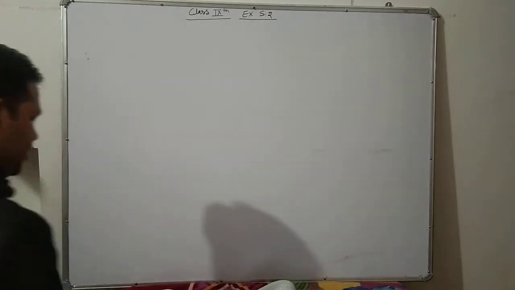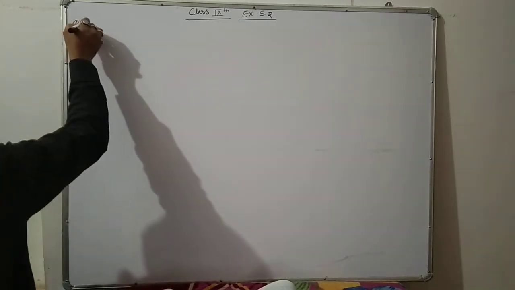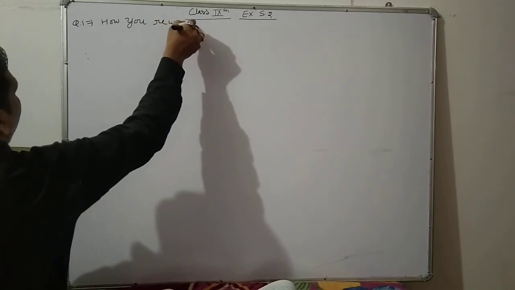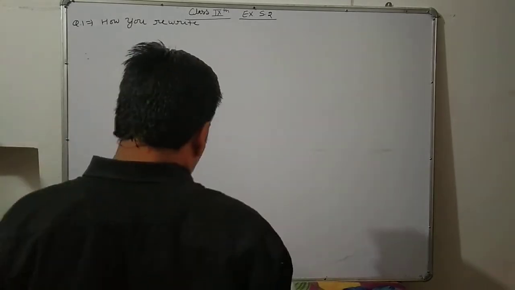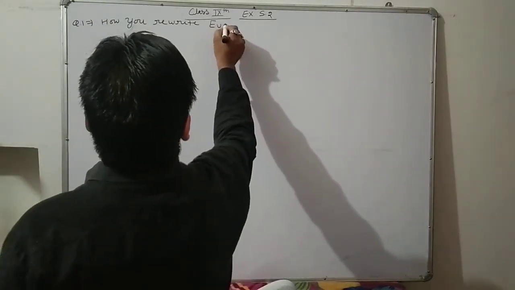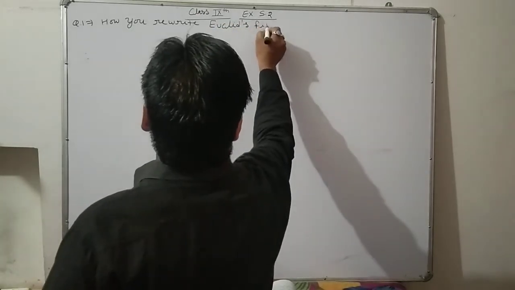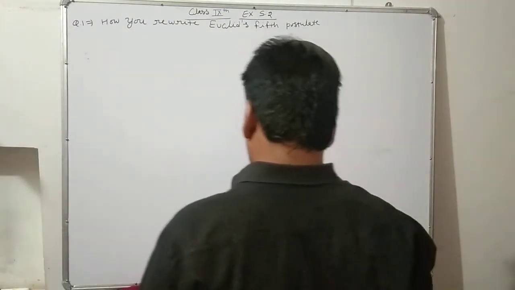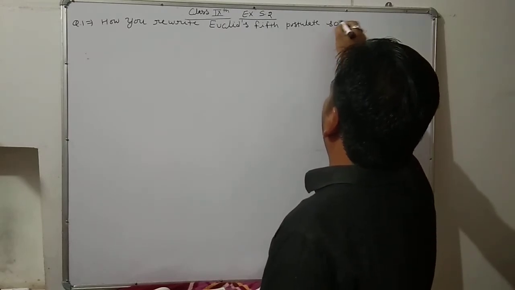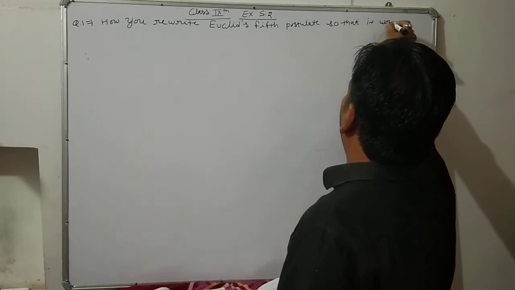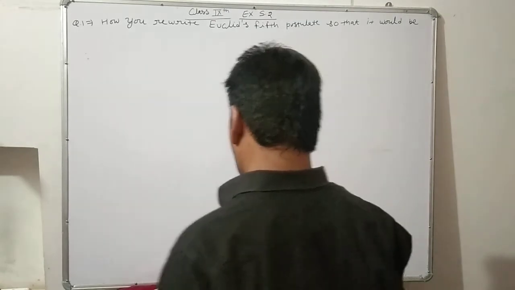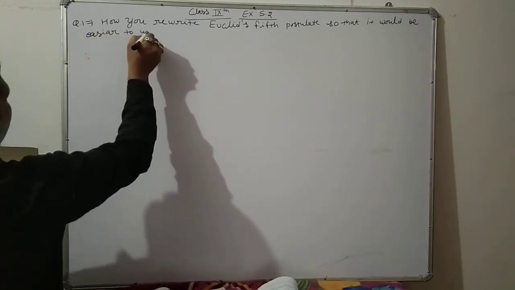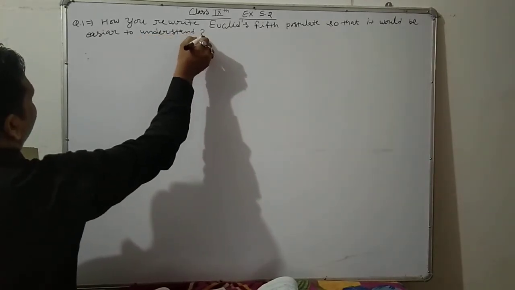Question first. How would you rewrite Euclid's fifth postulate so that it would be easier to understand? Okay.